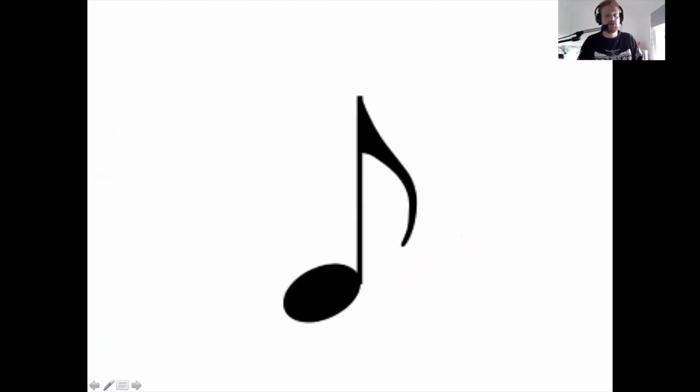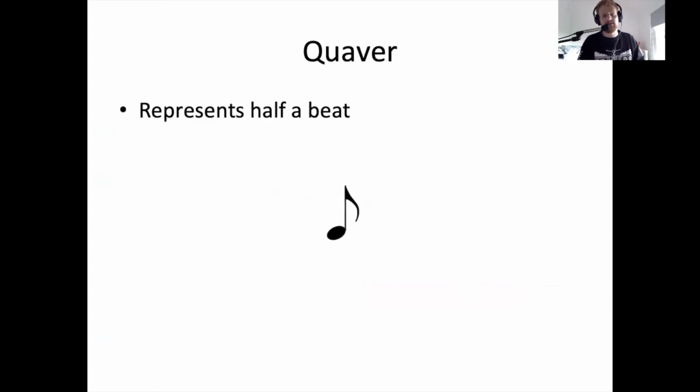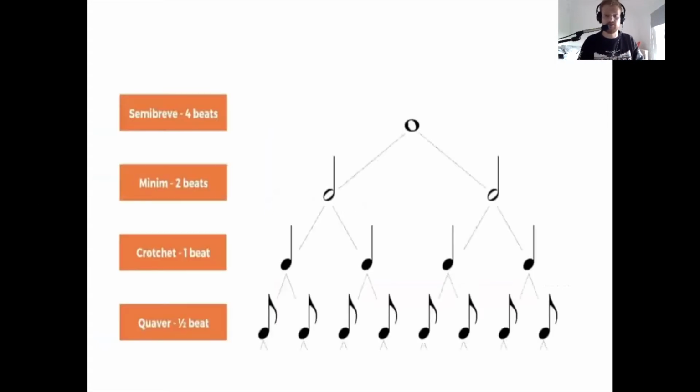Okay, so now let's talk about this note. It looks a little bit like a crotchet, doesn't it? But it's got this little tail attached to it, and it's called a quaver. Now these notes represent half a beat. So you're going to need 2 of them to make a crotchet like we just talked about. So again, it's half that value. So altogether, you're going to need 8 of them to fill a bar.